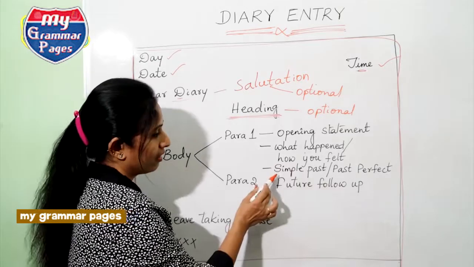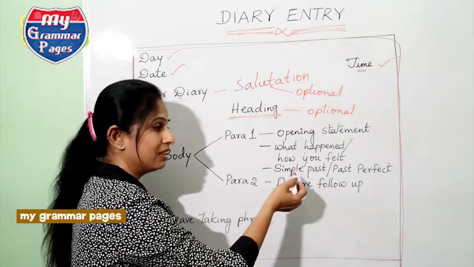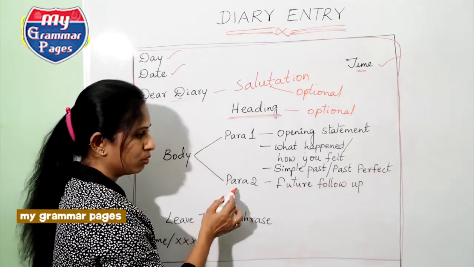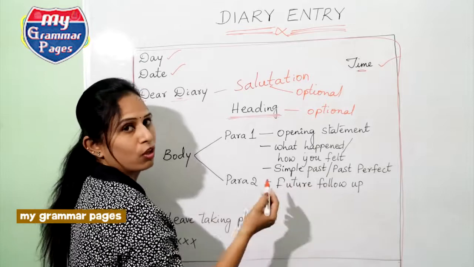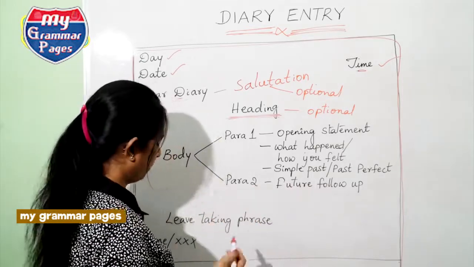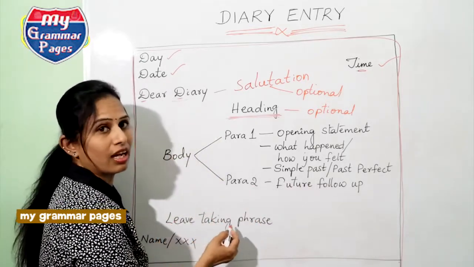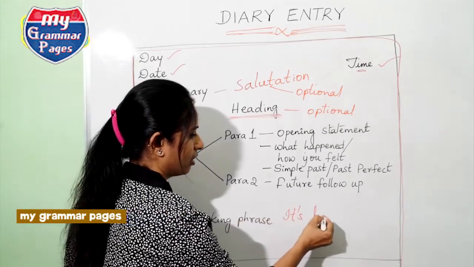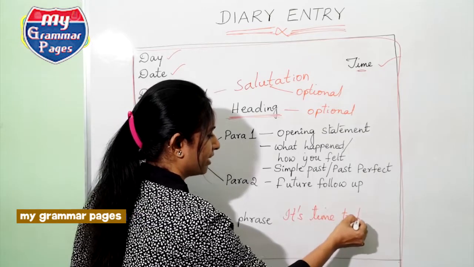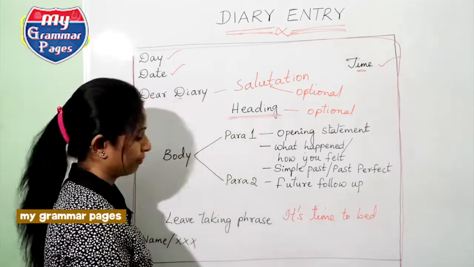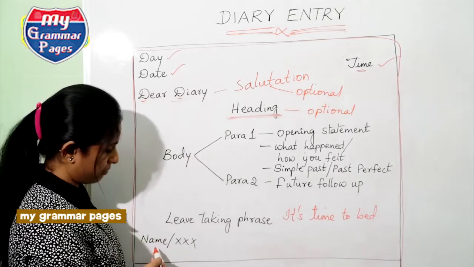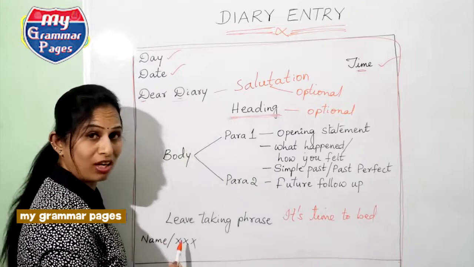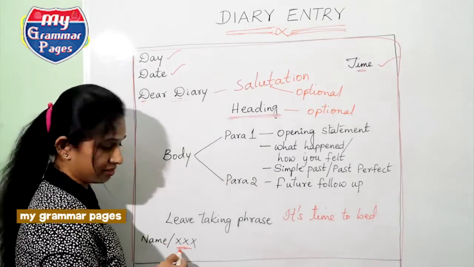Next comes the tense. You need to maintain either simple past or past perfect. And paragraph number 2 consists of future follow-up, your future course of action. Now, at last here, a leave-taking phrase. It's time for bed, etc. And next comes the name. Name can be written here or to this side. If the name is not mentioned, please do write XXX.